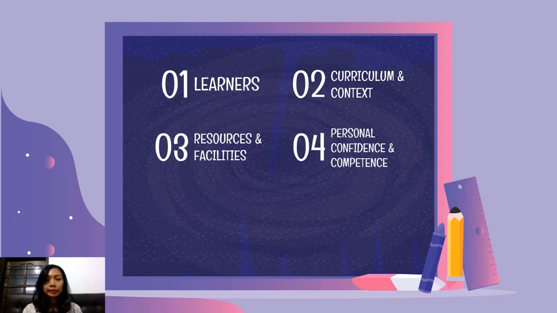The next aspect is personal confidence and competence. Personal confidence and competence are factors that will determine an individual teacher's willingness to embark on material development. This will be influenced by the teacher's level of teaching experience and their perceived creativity or artistic skills, and overall understanding of the principle of material design and production.